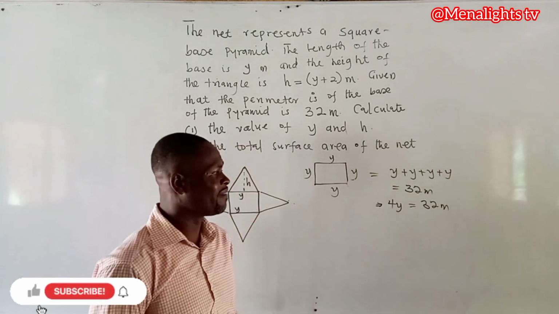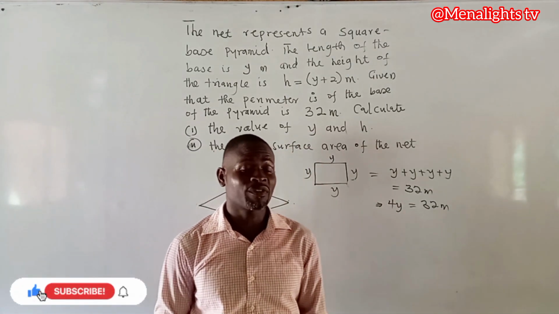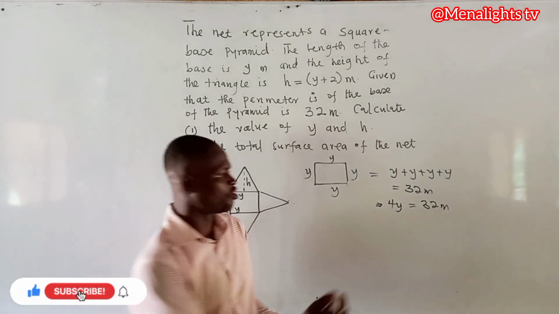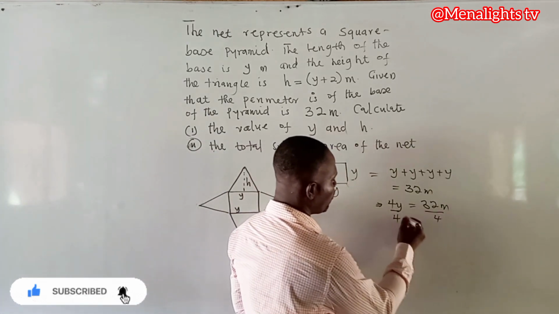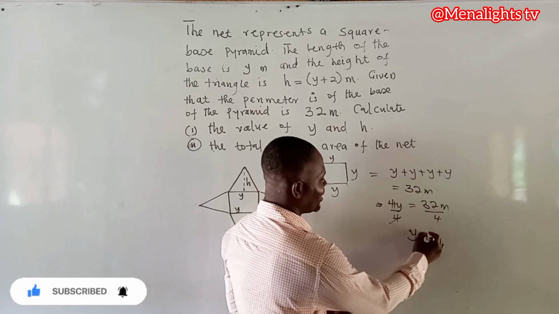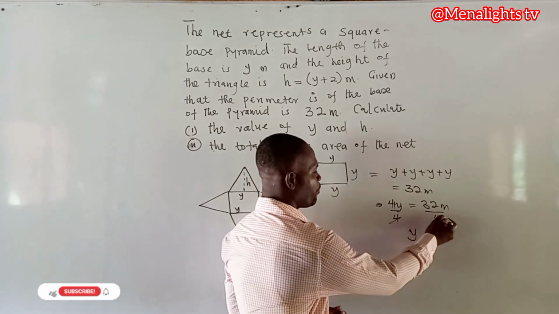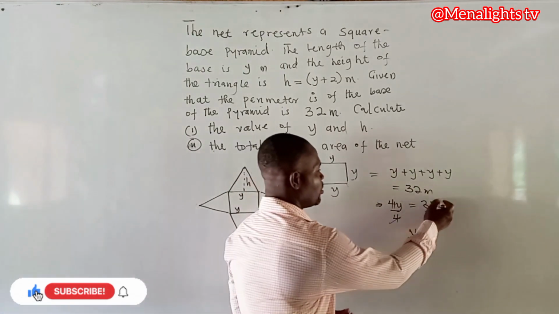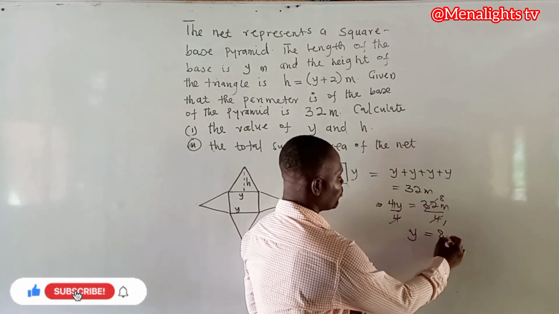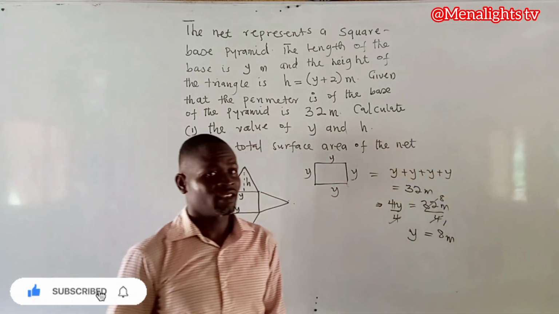For us to find the value of y, we need to divide both sides by 4. So this by 4, this also by 4. That means y is equal to, 4 goes into itself 1 and into 32 8 times. So y is equal to 8 meters.